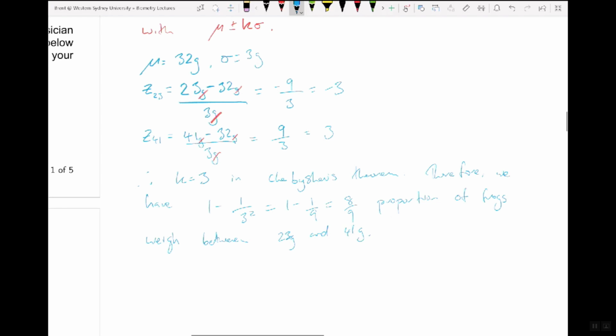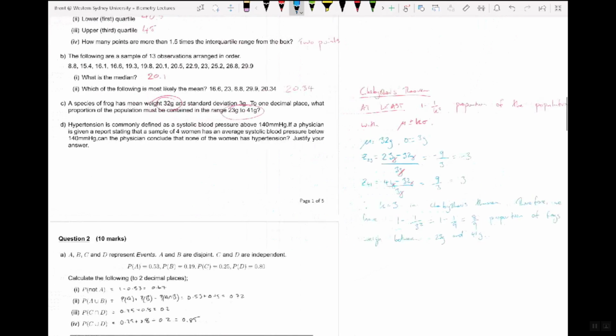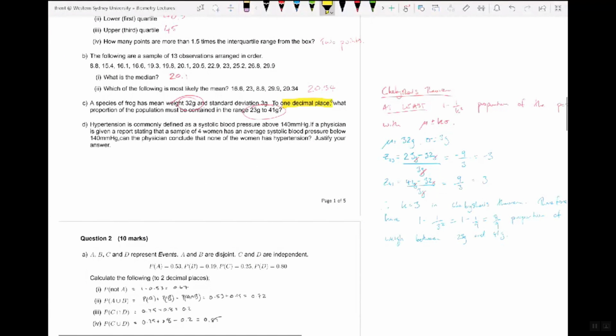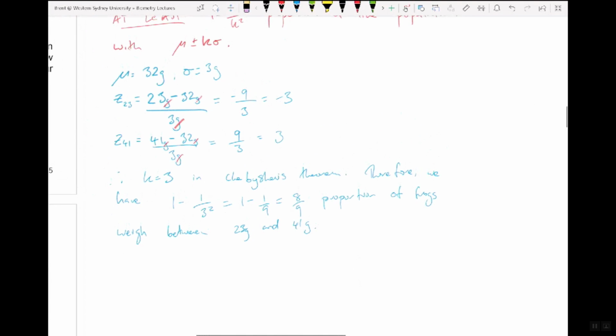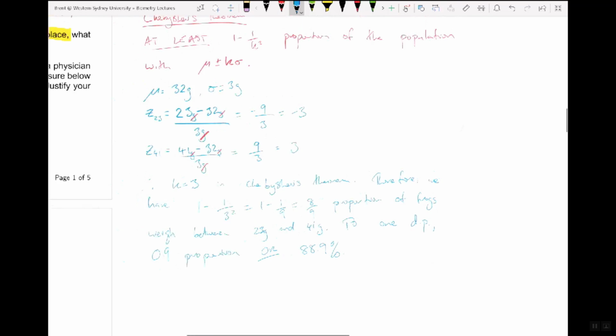I need to read the question carefully, though. I'm almost done, but it did say to 1 decimal place. So I've only given it as a fraction. I could do it as a proportion, 8 divided by 9 to 1 decimal place. If you plug that into your calculator, 8 divided by 9 is 0.8888, so it's 0.9 proportion. Or if I express it as a percentage to 1 decimal place, it's 88.9%. You can plug 8/9 into your calculator to check that.